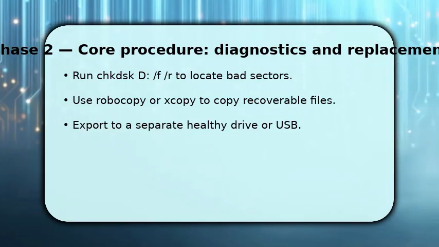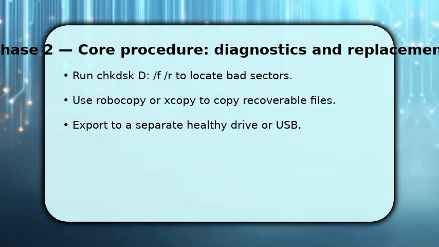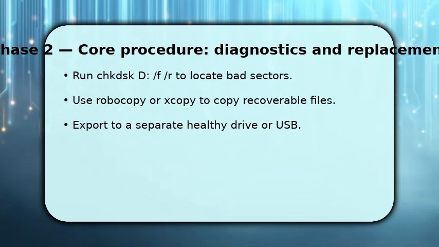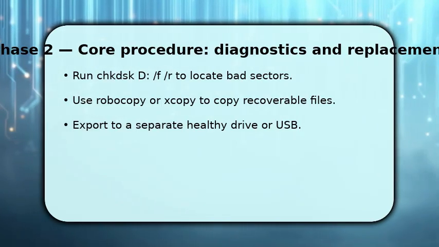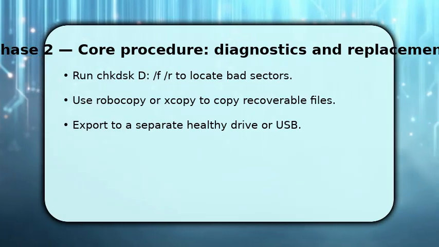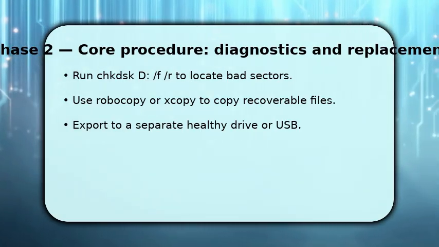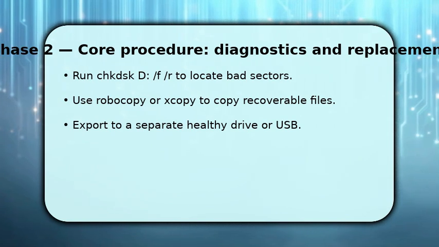Next, use robocopy D:\ E:\recovered /e /r:1 /w:1 or xcopy D:\ E:\recovered /e /h to copy directory trees to a safe drive. This avoids writing back to the source.